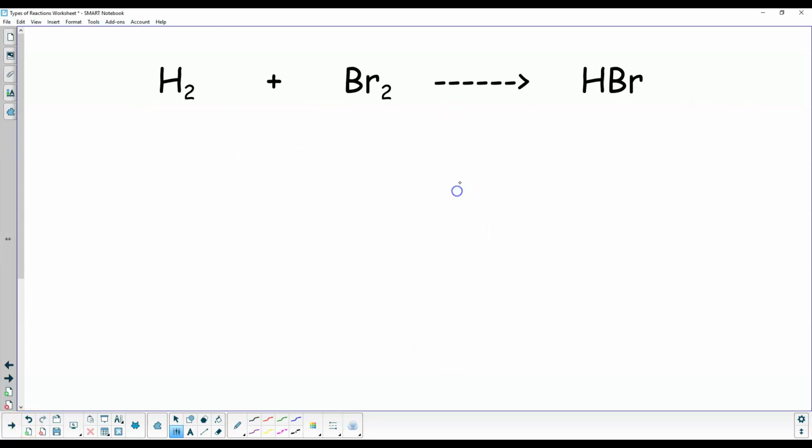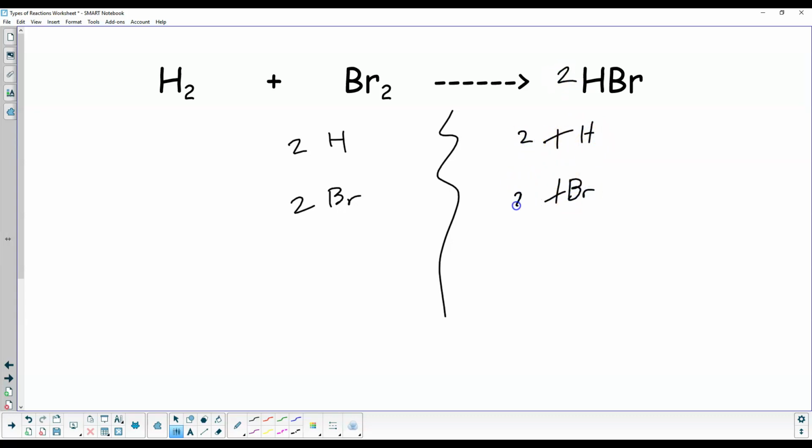Okay, atom inventory. Let's see, two hydrogen, two bromine, one hydrogen, one bromine. Pretty simple to balance. You flop a two there. These both turn into two. You have two things turning into one. That is what synthesis looks like. Two elements combining into one compound, or it could be two compounds or a compound and an element. But anyway, two things becoming one thing is synthesis.